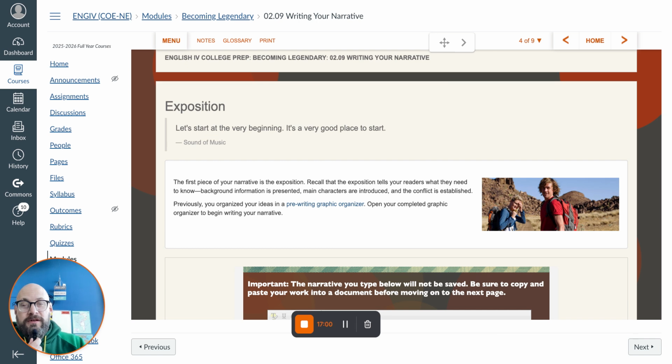So, the first piece of your narrative is the exposition. Recall that the exposition tells your reader what they need to know. Background information is presented, main characters are introduced, and the conflict is established. Previously, you organized your ideas in a pre-writing graphic organizer. Open your completed graphic organizer to begin writing your narrative.